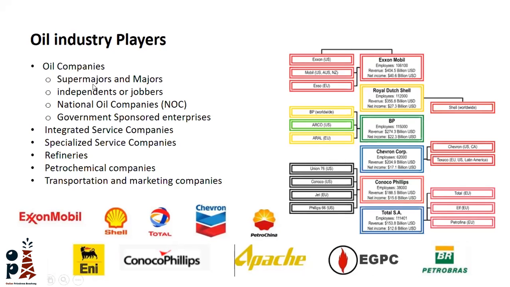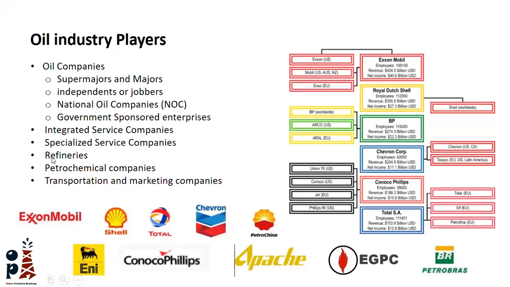The second type of players in the oil industry are integrated service companies, which provide services to oil companies, like Schlumberger, Halliburton, Baker. Then we have specialized service companies, like drilling companies, which have drilling rigs.